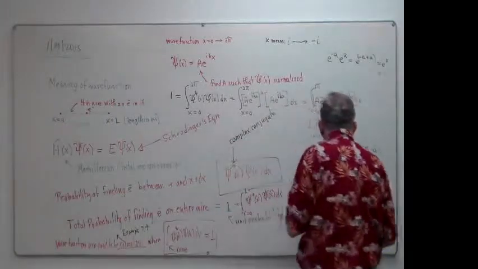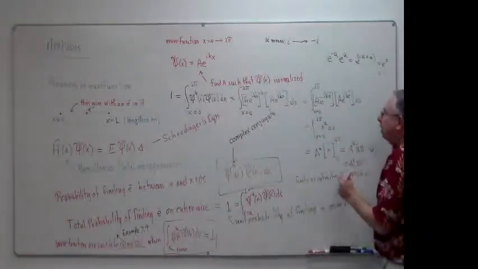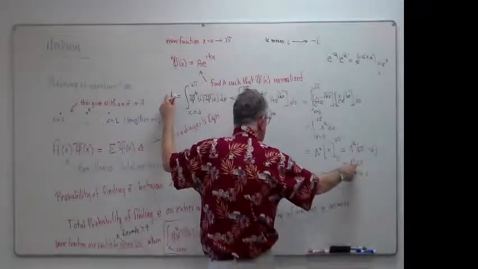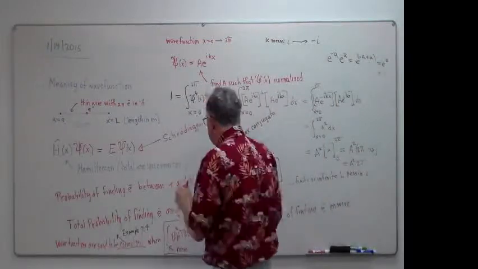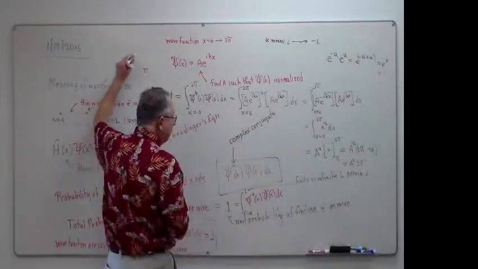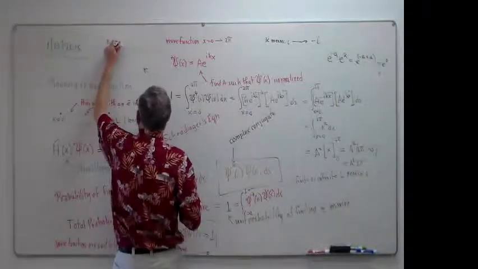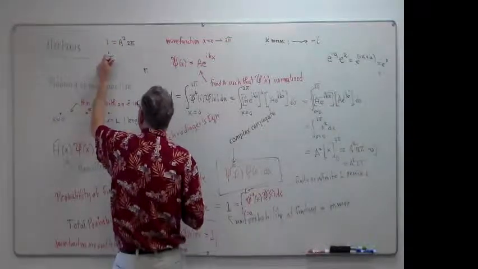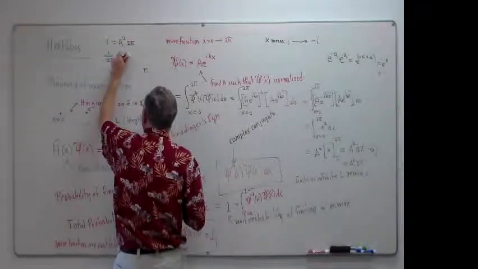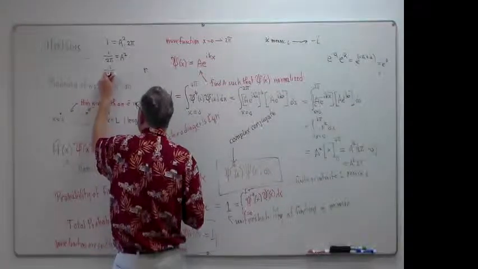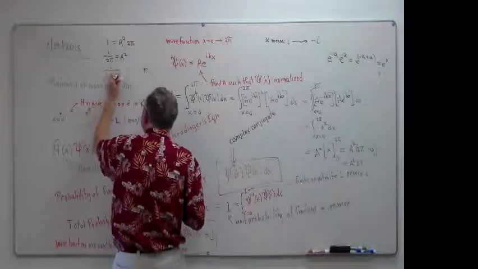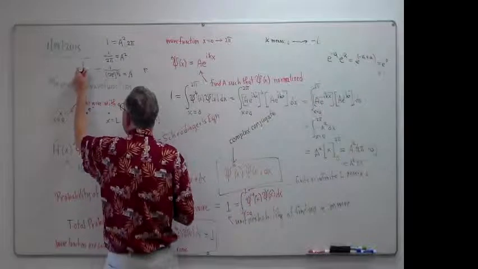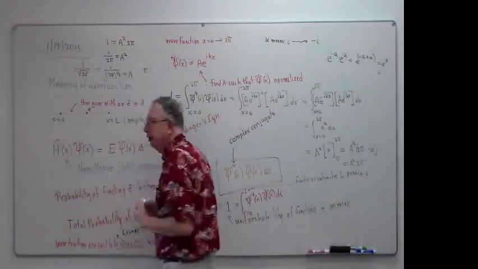Did you solve for A from there? Yeah, that's exactly right. So at this point we say, in order for it to be normalized, A squared times 2 pi has to equal 1. So 1 equals A squared times 2 pi, or 1 over 2 pi equals A squared, or 1 over 2 pi to the 1/2 equals A, or, depending on how you want to write it, 1 over the square root of 2 pi.